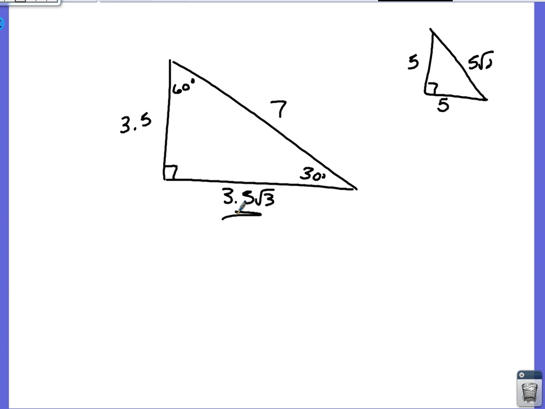If it's multiple choice, they might just leave that as 7 divided by 2. 7 halves. And that would be 7 root 3. Multiply by root 3.